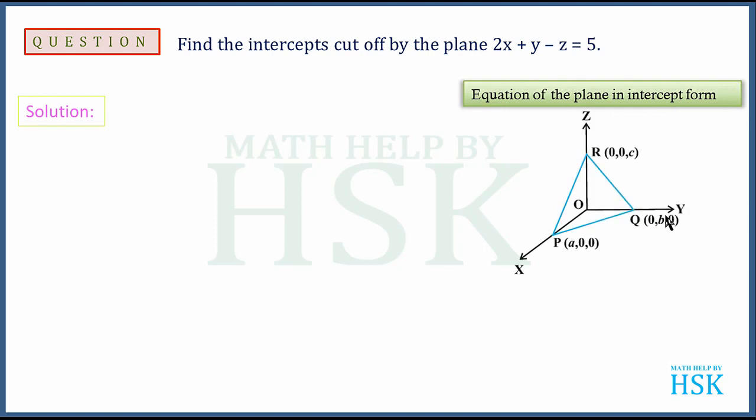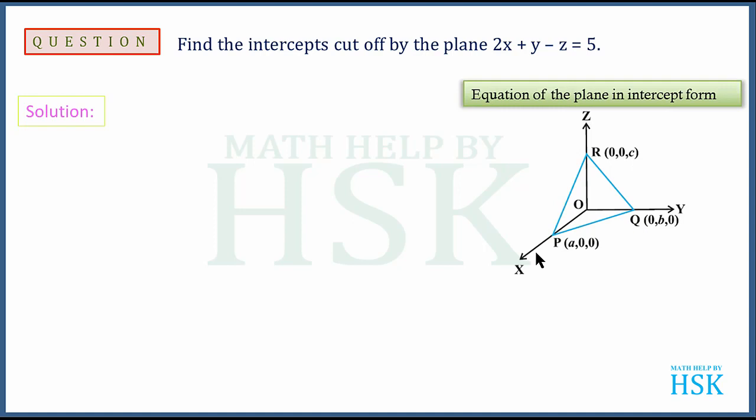So we can draw a plane like this. PQR represents the part of the plane. It is drawn on the coordinate axes, and OP represents the x-intercept, OQ represents the y-intercept, and OR represents the z-intercept. In this intercept form, OP is equal to A, which represents the x-intercept, OQ is equal to B, which represents the y-intercept, and OR is equal to C, which represents the z-intercept.